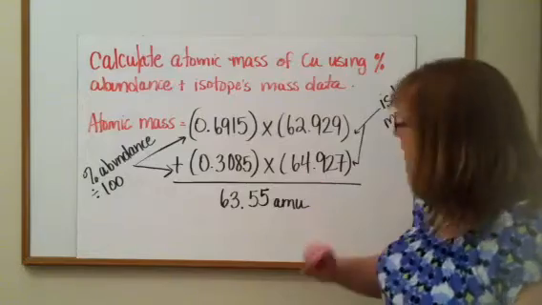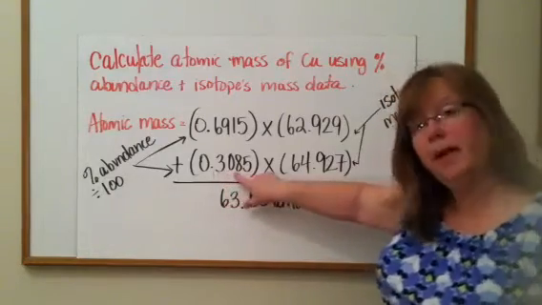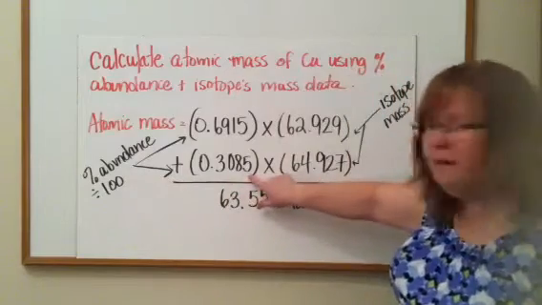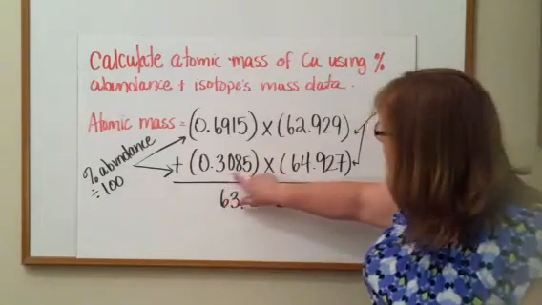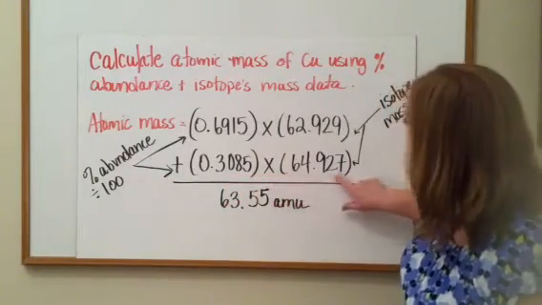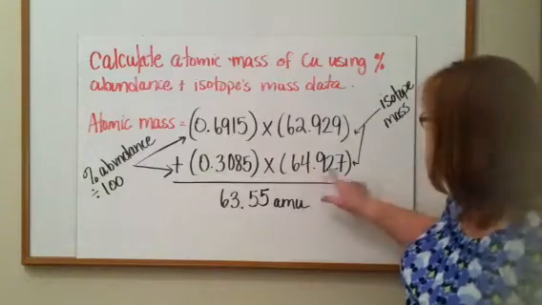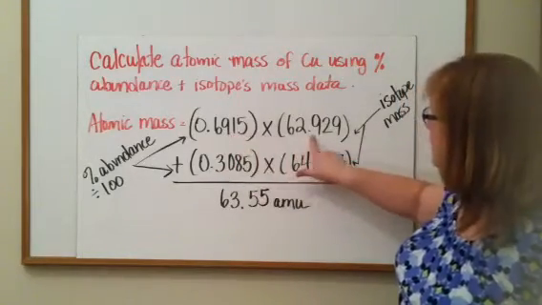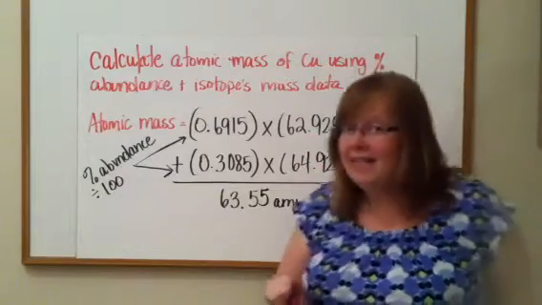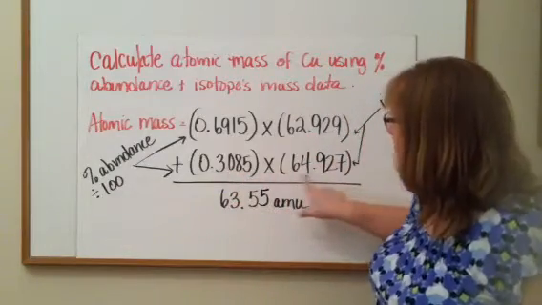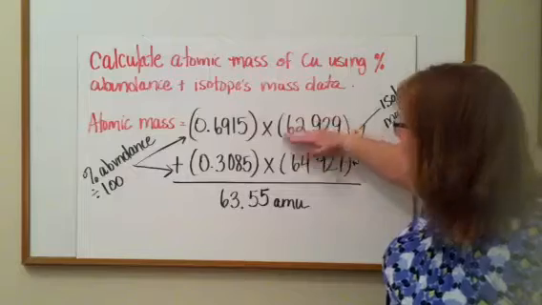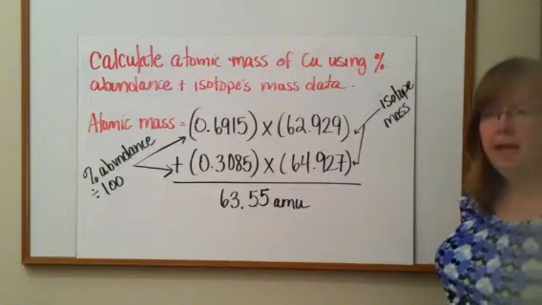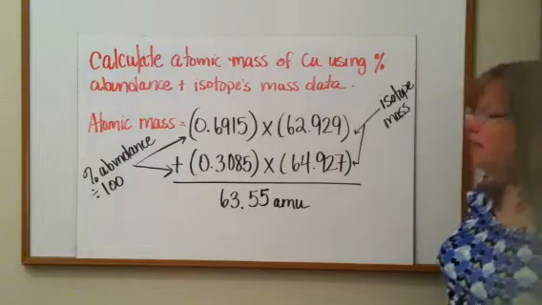All right, let's go to our second isotope. It was 30.85% abundant. Again, to those percent abundances, divide by 100. So we get 0.3085, and we're going to multiply it by that isotope's mass of 64.927. Okay, you multiply this times this, and then you add to that this times this. And when you add that up, you get 63.55 atomic mass units as the atomic mass of copper.